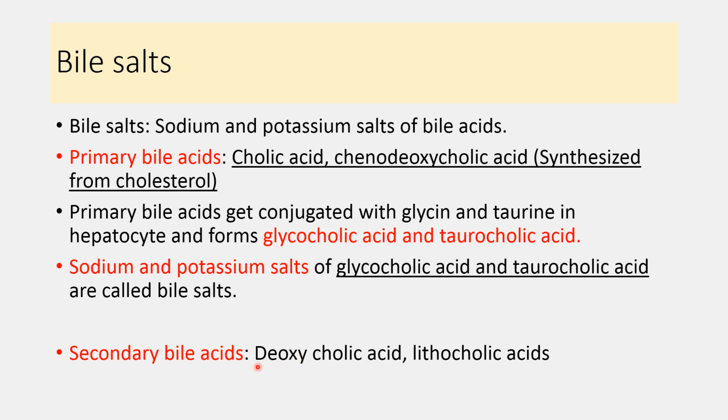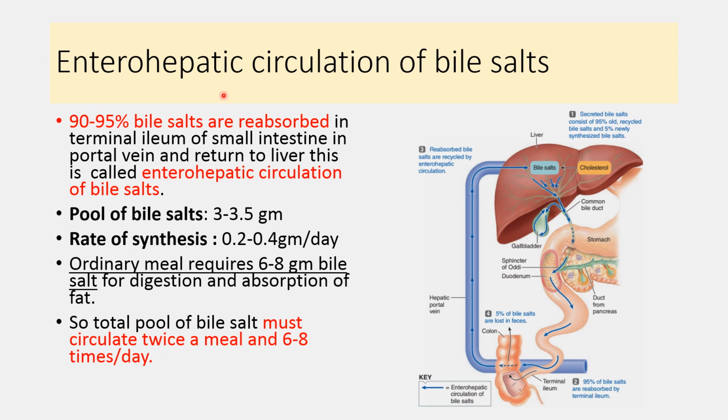Secondary bile acids are formed by the bacteria in the small intestine and they are deoxycholic acid and lithocholic acid. Most of the bile salts are excreted in the stools and some enter the enterohepatic circulation. Enterohepatic circulation of the bile salt is necessary. 90 to 95% of the bile salts are reabsorbed in the terminal ileum of the small intestine into the portal vein and return to the liver. This is known as enterohepatic circulation of bile salt.